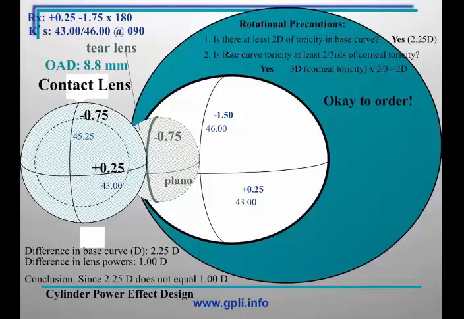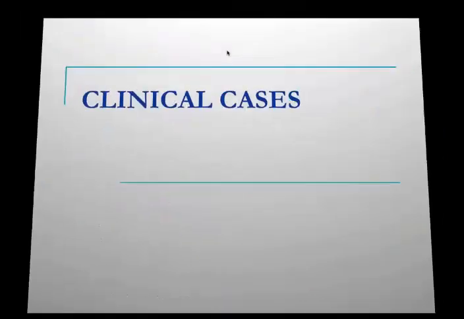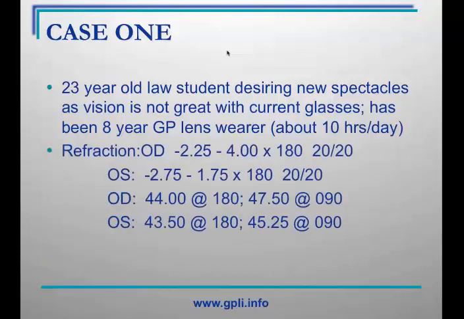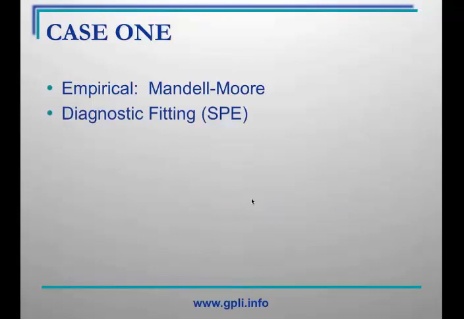Let's quickly look at a couple of clinical cases. Here's a 23-year-old law student desiring new spectacles as the vision is not great with his current glasses. He's been an 8-year GP lens wearer, spherical lenses, about 10 hours a day. You see his refraction, and you can tell right away that the right eye has much more cylinder, refractive and corneal, than the left eye. So we're going to concentrate on that right eye. You could use an empirical method like Mandell-Moore or even the GPLI toric and spherical calculator, but we're going to diagnostically fit this patient.